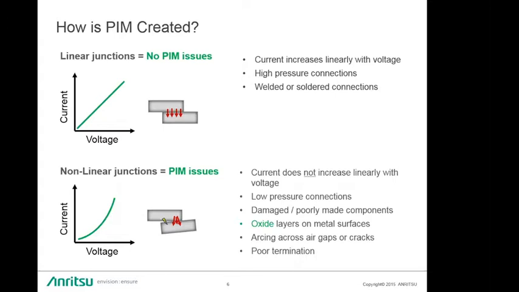products can be generated. It can come from 7/16 connectors that have been not tightened far enough, or perhaps have been over-tightened and then torqued. At any rate, the connector's loose. Damaged, poorly made components can generate PIM. Copper shavings inside the cable after the connector has been attached can cause PIM because there's little loose connections there. Arcing across air gaps or cracks, poor termination, but the biggest deal here is oxide layers on a metal surface. And this is where the external PIM comes from. And the fact that a DAS antenna system can have external PIM leads us to our next slide.